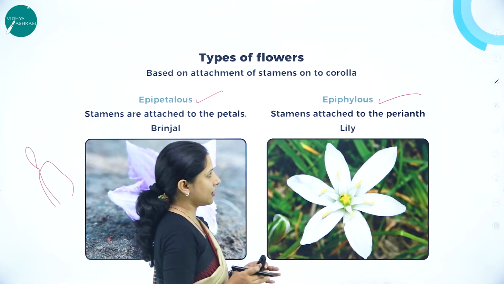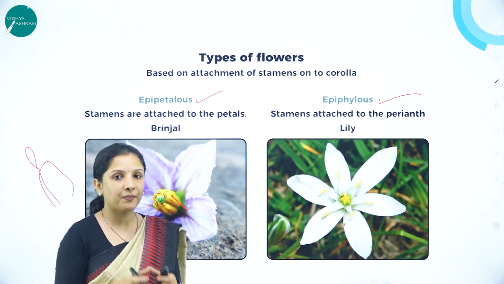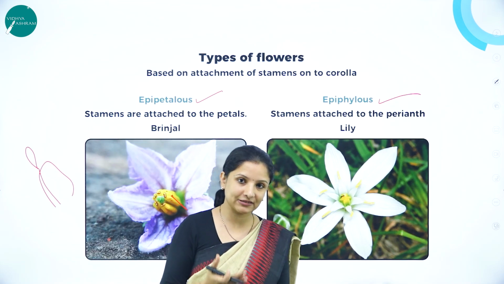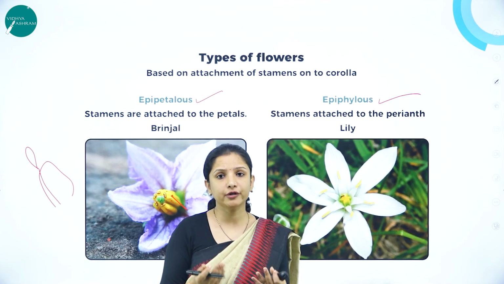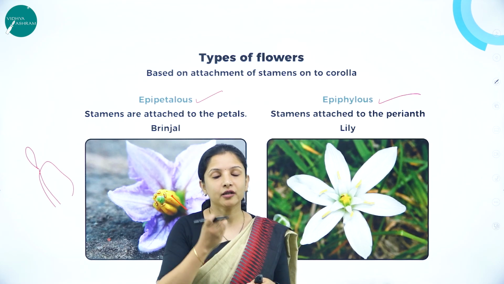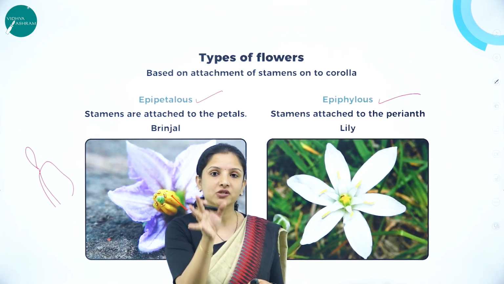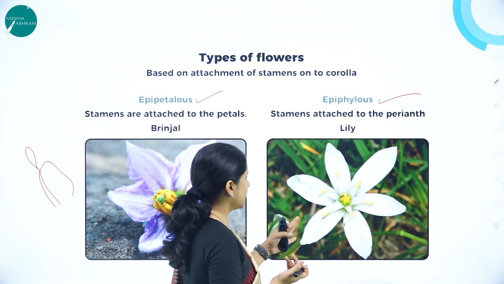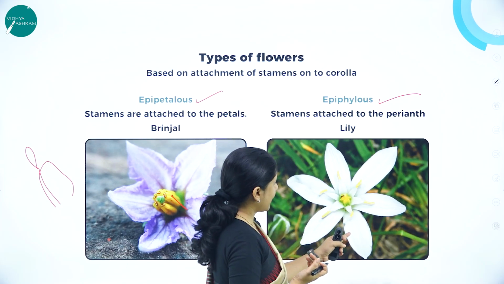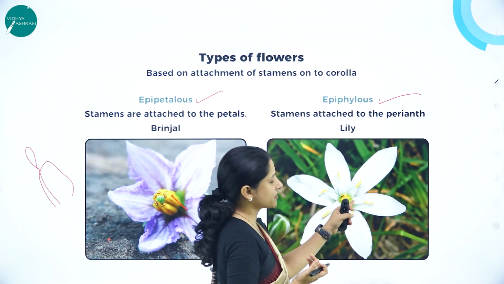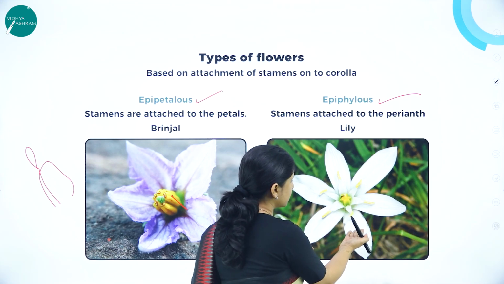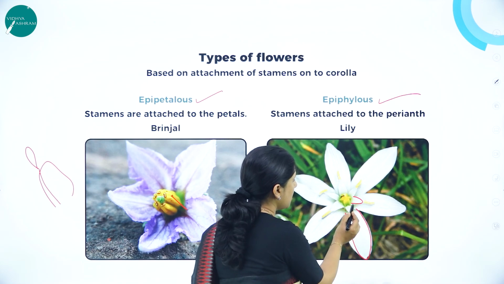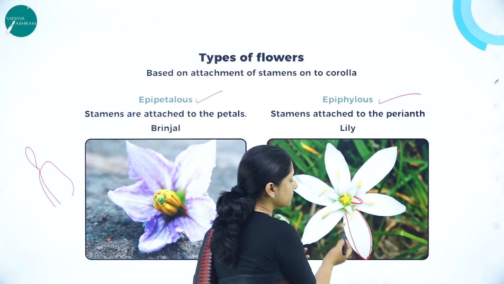Next, epiphyllous stamens. Here the stamens are attached to the perianth. Now what is a perianth? We have studied this also in the previous session, wherein I told you perianth is nothing but wherein you cannot differentiate in a flower which is the corolla and which is the calyx, because both look the same. So here, for example, I cannot say which is the calyx and which is the corolla, because this also looks like a corolla, this also looks like the corolla, or this looks like the calyx and this also looks like the calyx.